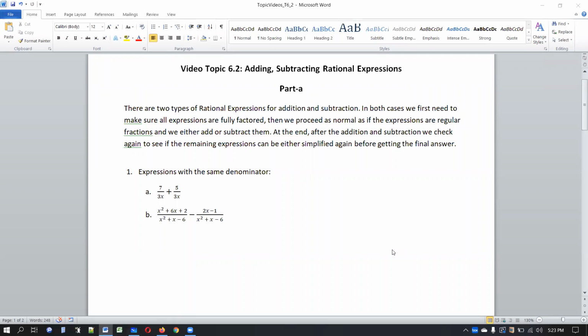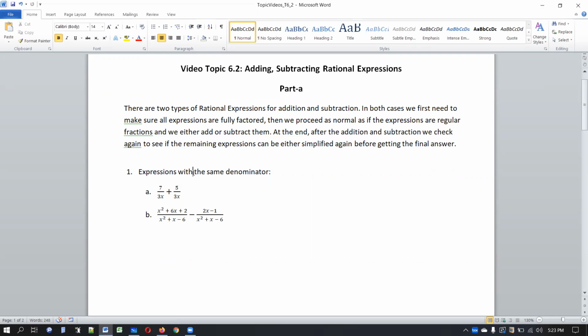Hi, hello everybody. So this is the video where I'm going to show you how to add and subtract rational expressions. Now I've decided to break the video into two parts. And the reason for that is there are two types of additions and subtractions dealing with rational expressions that may come up. One is where the denominators are the same. This is what I call here part A.